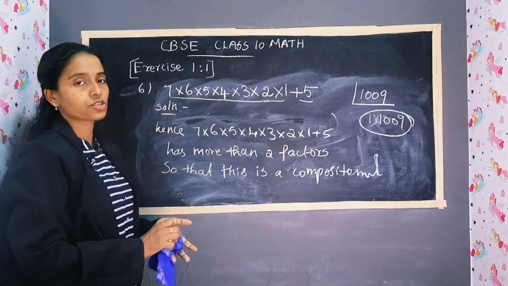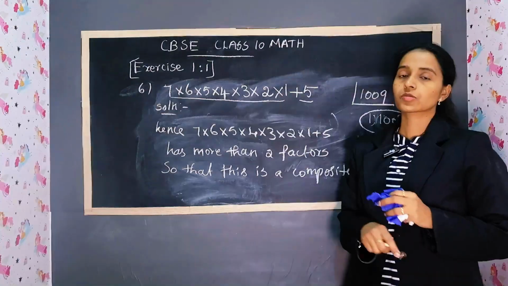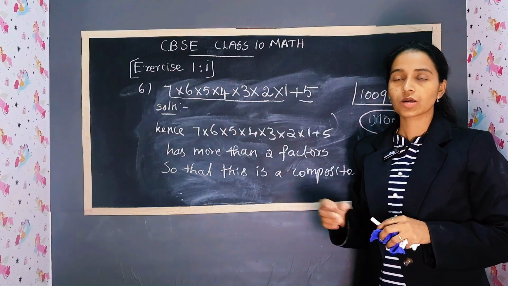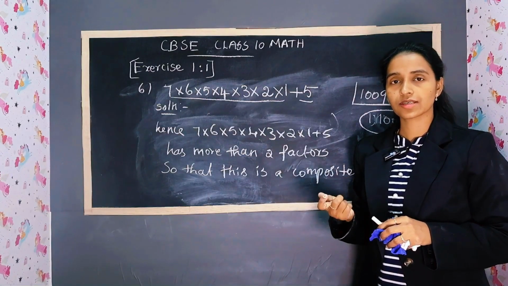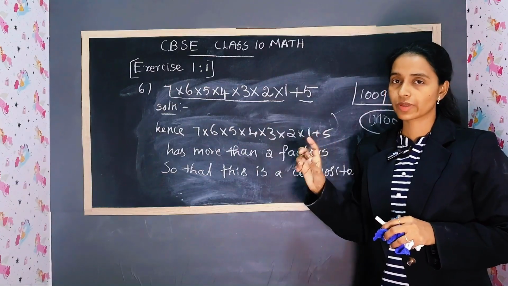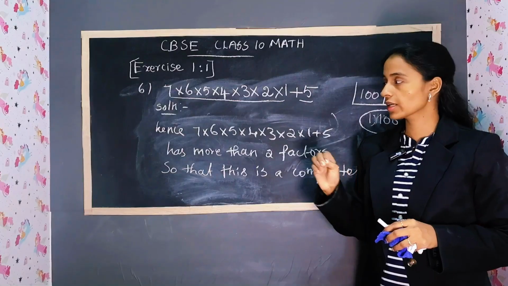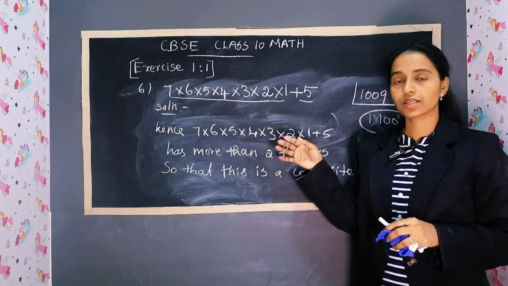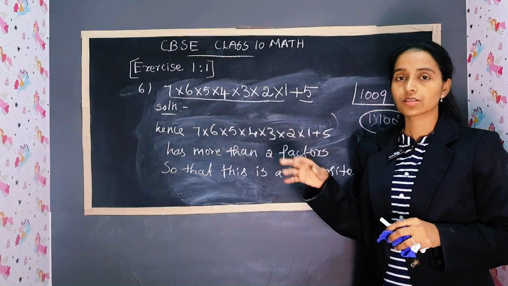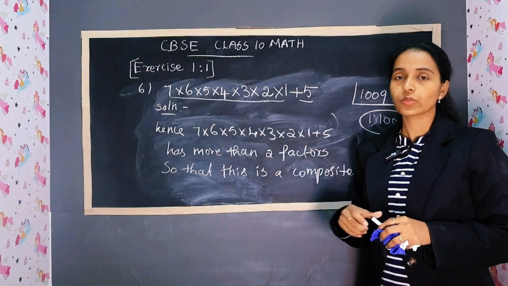This is the answer of the 6th problem in exercise 1.1. This problem is very simple. You have to know the concept of composite number. A composite number is a number which has more than 2 factors. In opposite, there is a prime number. What is prime? It has exactly 2 factors. Okay, we need to check out the factors. If it has more than 2, we can say this particular number is a composite number. This is all about the 6th problem in exercise 1.1.